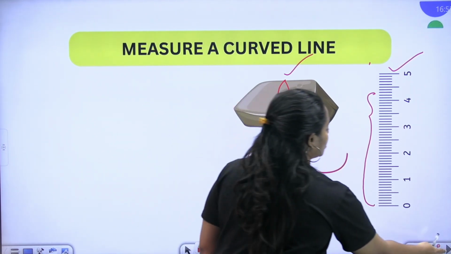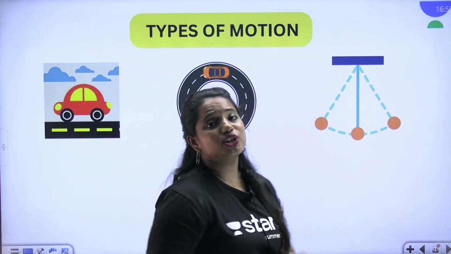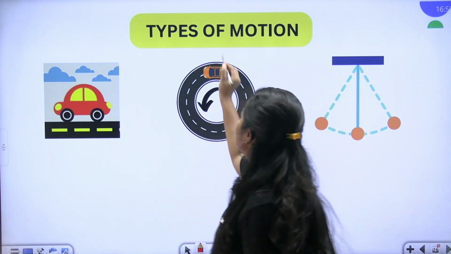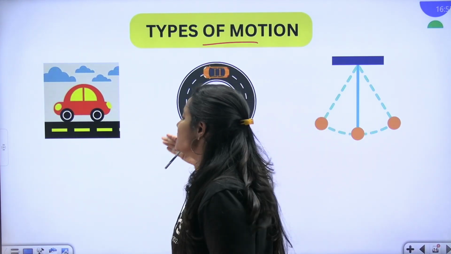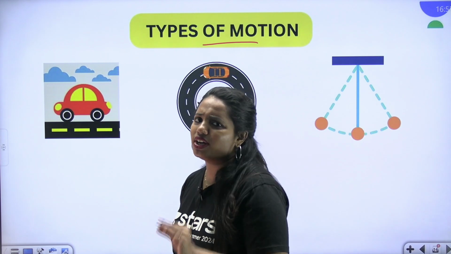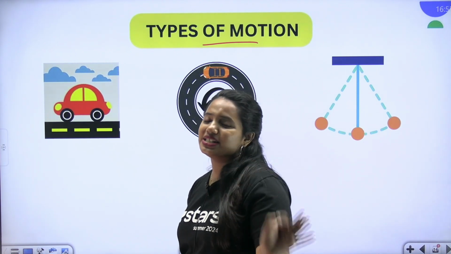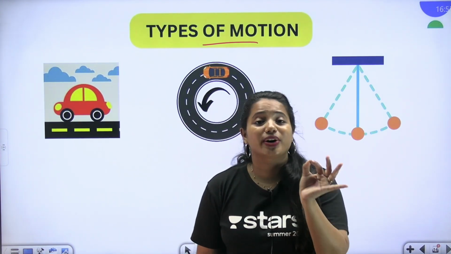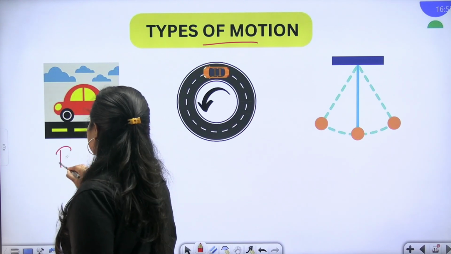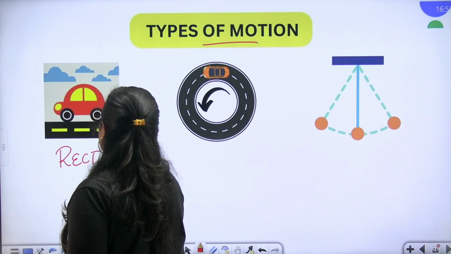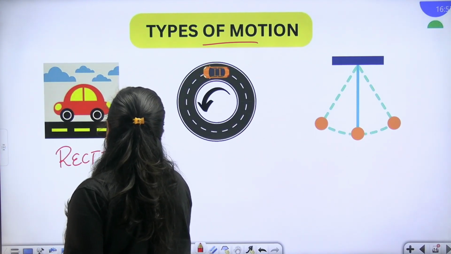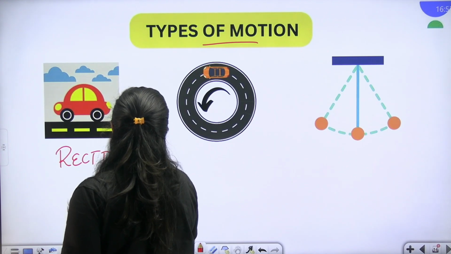And now we are moving towards the next one, and it's all about types of motion. Very simple. So look at it here. You can see that the car is moving on a straight line. So if the car moves on a very straight line, it has a very specific name. This is called rectilinear motion.